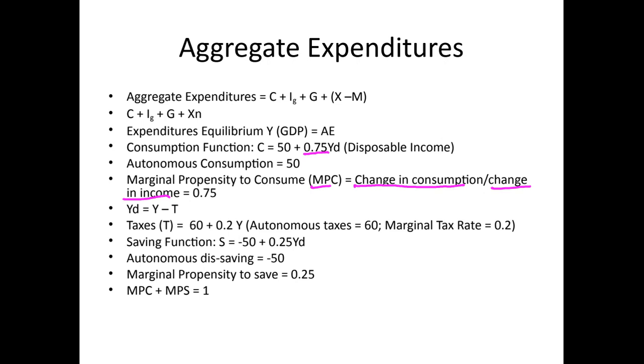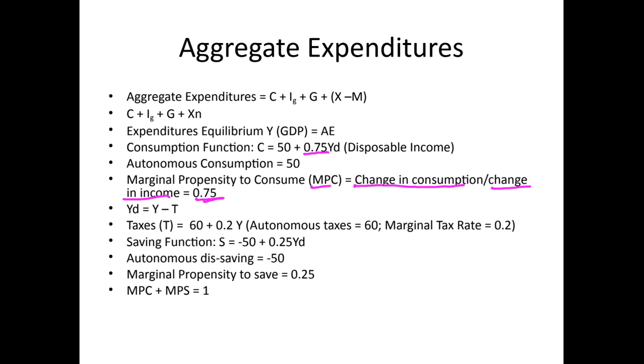It means whenever your income increases by $1, your consumption will also increase by 75 cents, because the value of MPC is 0.75. So every $1 increase in income will lead to a $0.75 increase in consumption. So 75% of your increased income will be spent. This is the meaning of marginal propensity to consume.